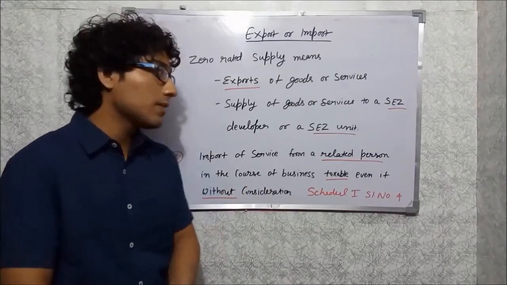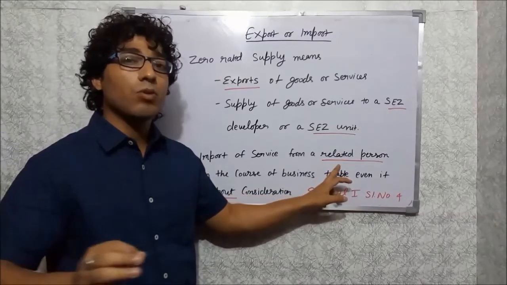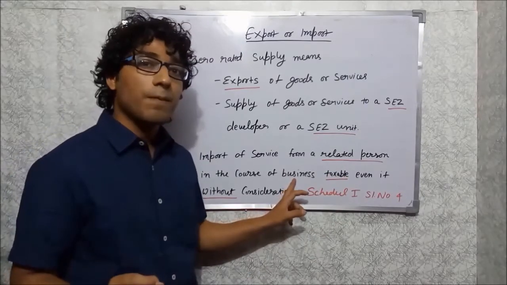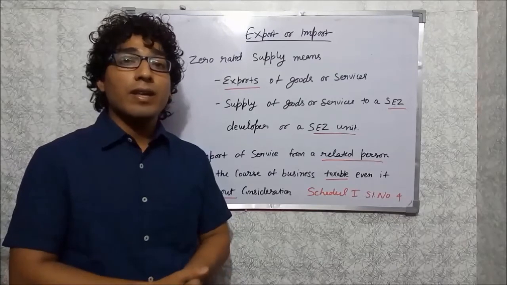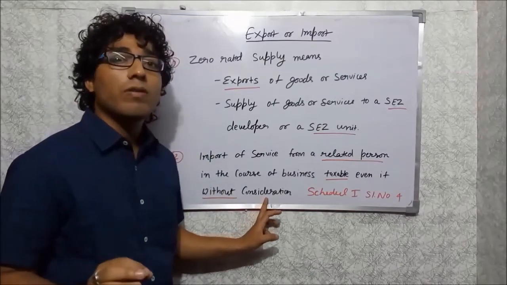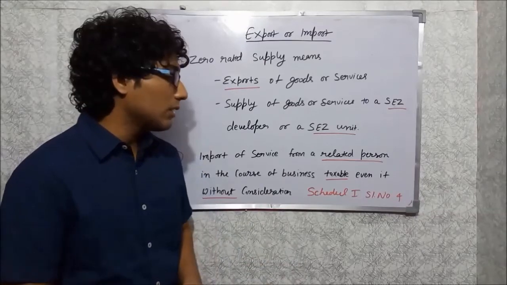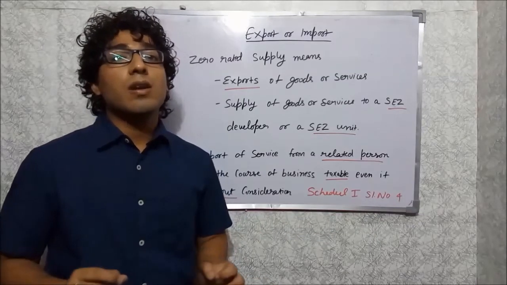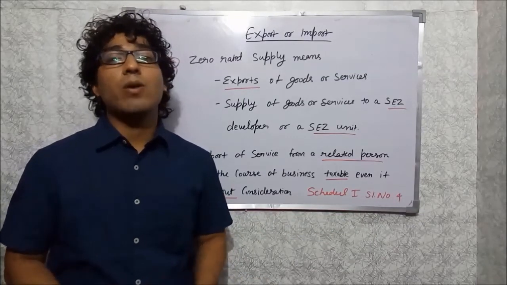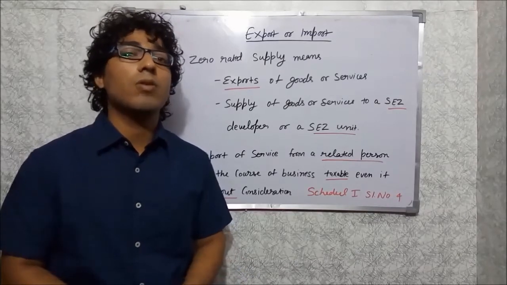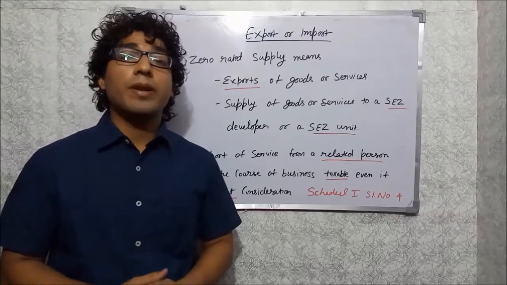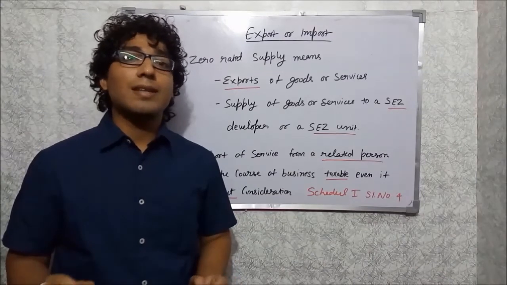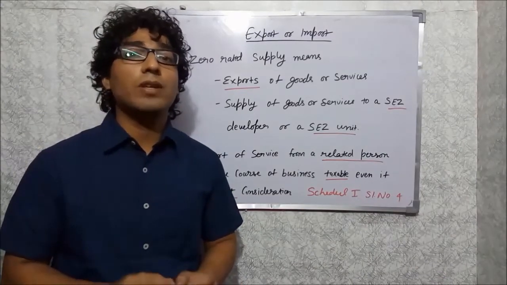So if you import the services from a related person outside India, and if it is in the course of business, then you don't need to check whether there is a consideration involved in that transaction or not, and that activity is especially given under serial number 4 of Schedule 1. Schedule 1 lists out those activities which will be treated as a supply of goods or services even if it is made without a consideration. So the import of services from a related person outside India, if it is in the course of business, will be treated as a supply of services even if it is made without consideration.